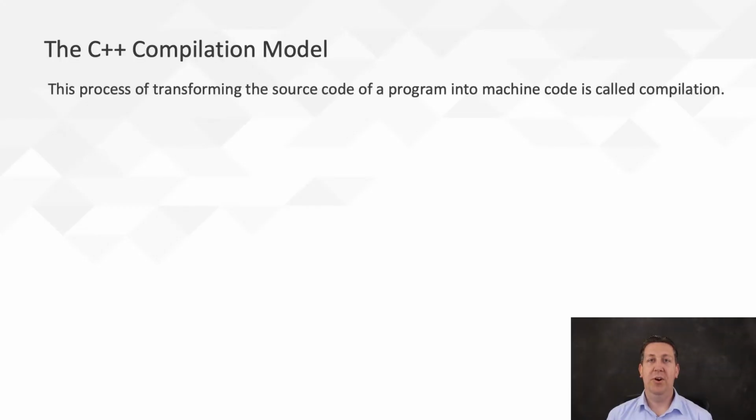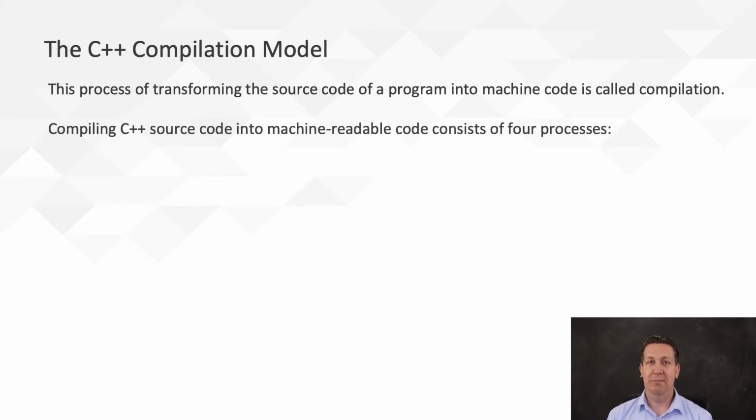It is fundamental to know how C++ compilation works and to understand how programs are compiled and executed. Compiling C++ source code into machine-readable code consists of the following four processes.